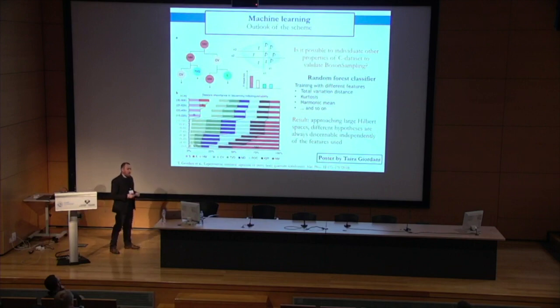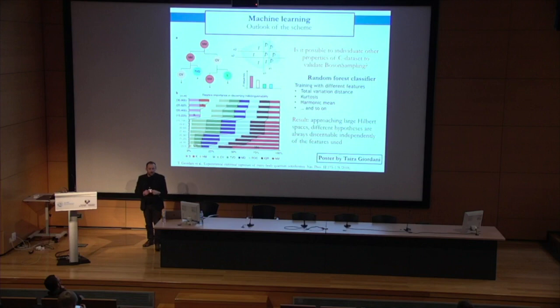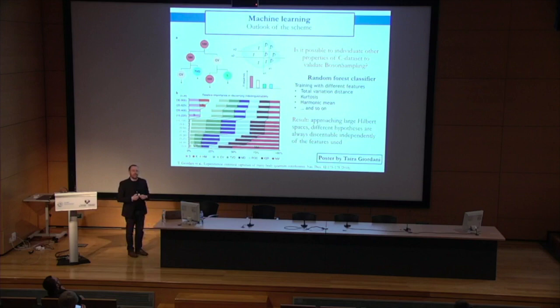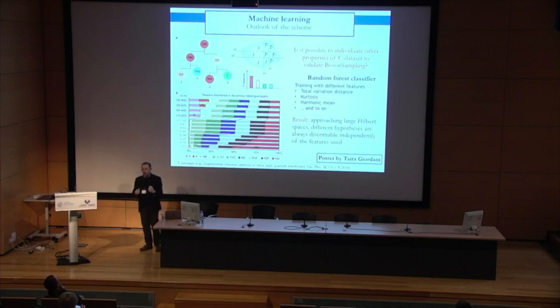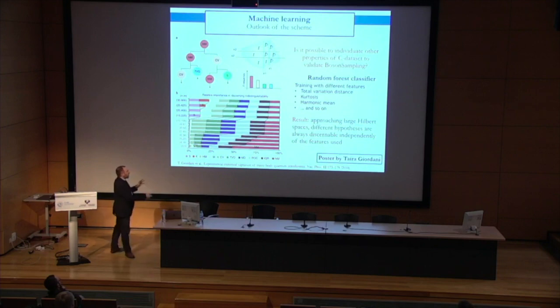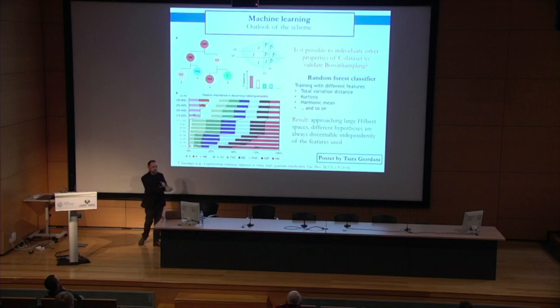And then as a follow-up, we also tried to identify which were the most appropriate properties of this data set to validate Boson sampling. And for this purpose, we adopted a random forest classifier to test different features of the output distribution and to identify the feature which was more efficient at discriminating between these different hypotheses. So in summary, if you want to have more details on that approach, you can refer to Tyra's contribution in the poster session.